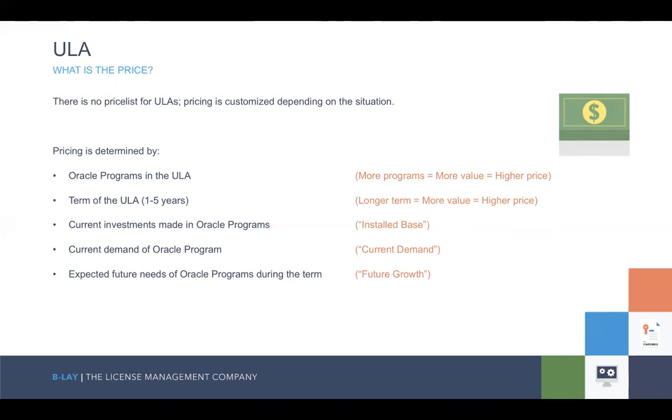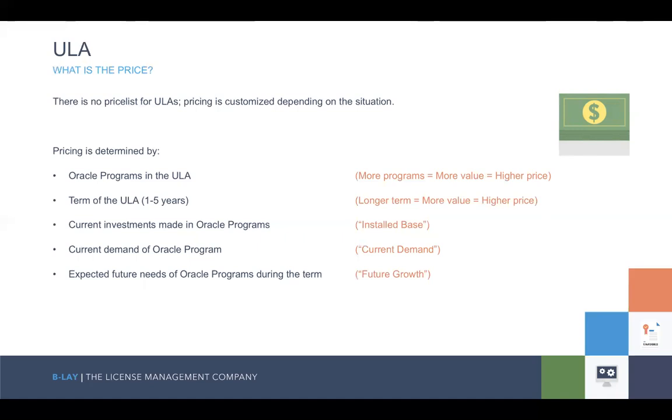But apart from those two rather obvious parameters, Oracle also looks into the investments that you have made in the specific Oracle programs that you want to make part of the ULA. Because if we're, for example, talking about a ULA for the database, and Oracle sees that over the last 5 years, on average, you spend $500K per year in new database licenses, their expectation is that that average number of licenses and the fees related to it will be something that you would be paying anyways over the next period of time as well. That is what they call your normal install base and demand that may be growing as a result of that.